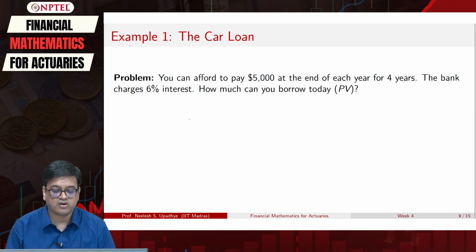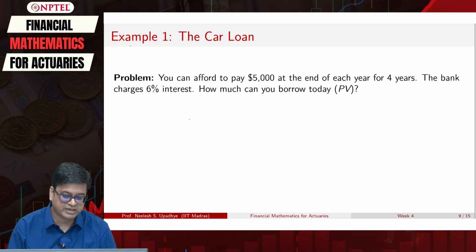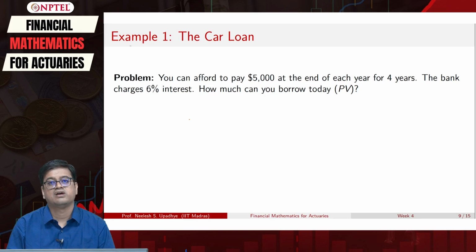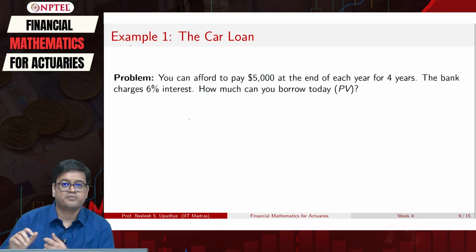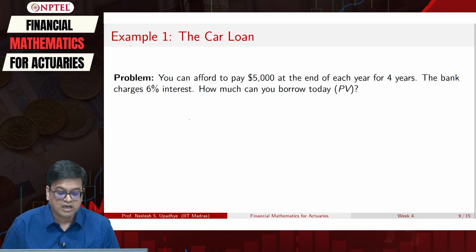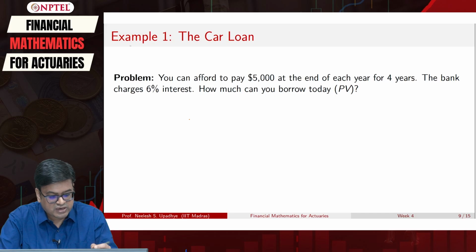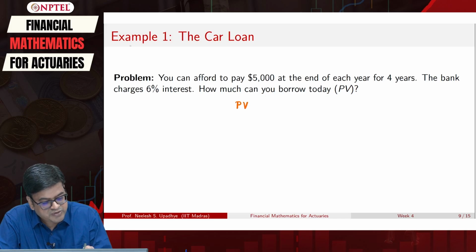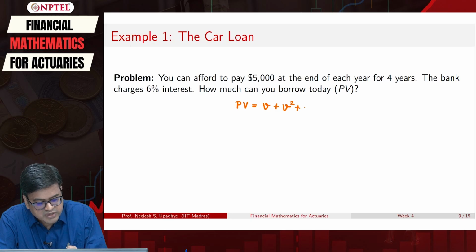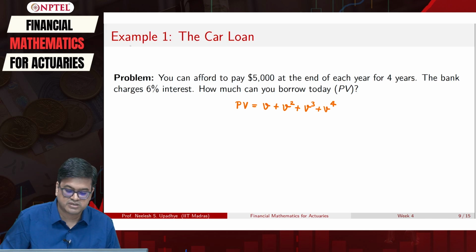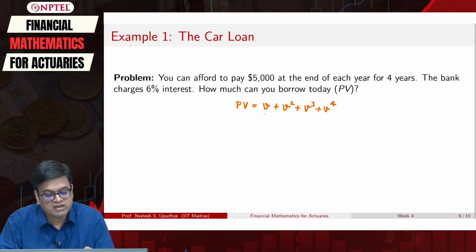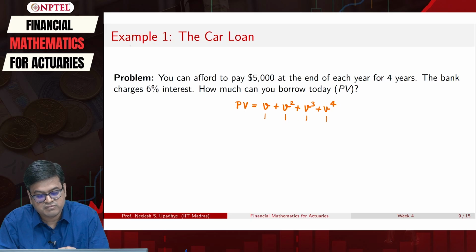Now, we have to take a call on how much should we borrow from the bank if we are able to pay back this much. That means we are asking for the present value of a stream of 5,000 which is given in 4 installments. Great. So now recollect our present value calculation. It was like PV is equal to V plus V square plus V cube and V raised to 4, right. So these are the 4 payments where we are assuming that we are paying $1 each time, right.